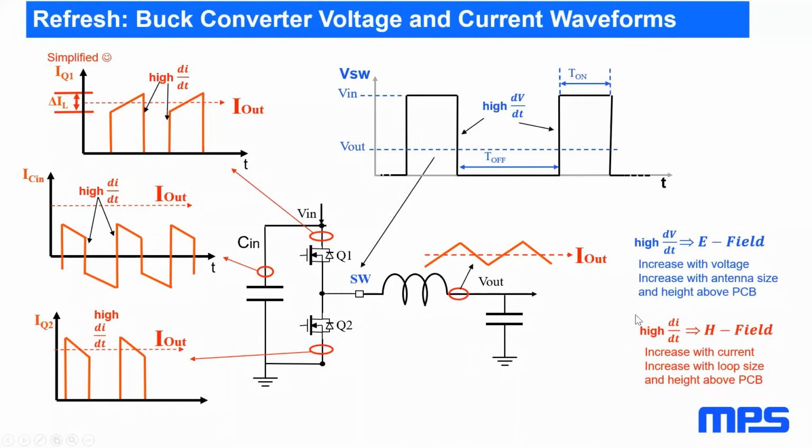The high dI/dt means H-field, so magnetic field radiation. This, of course, increases with current. The higher our output current, the higher the amplitude of the current and the stronger the magnetic field. And it also increases with the antenna loop size and the height above the PCB. So again, the key point is to minimize the loop between the switching elements and the input capacitor.